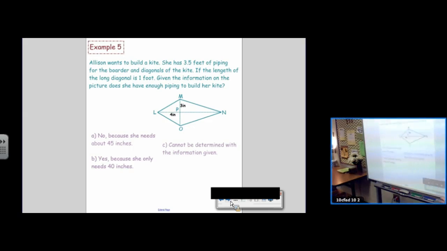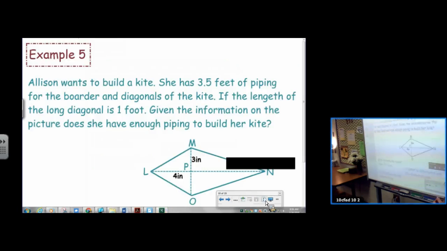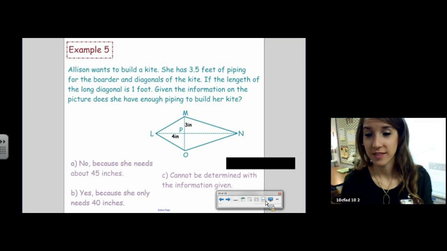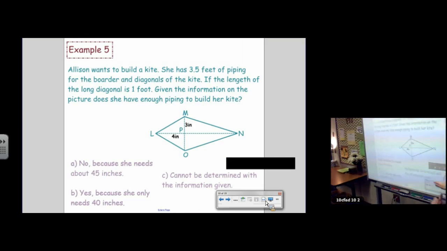Okay, last one for today. We've got Allison. She wants to build a kite. Have you ever built a kite yourself? With the crossbars and everything? She has 3.5 feet of piping for the border. I feel like border is spelled wrong. Anyways, in diagonals of the kite, maybe not. If the length of the long diagonal is 1 foot, given the information on the picture, does she have enough piping to build her kite?